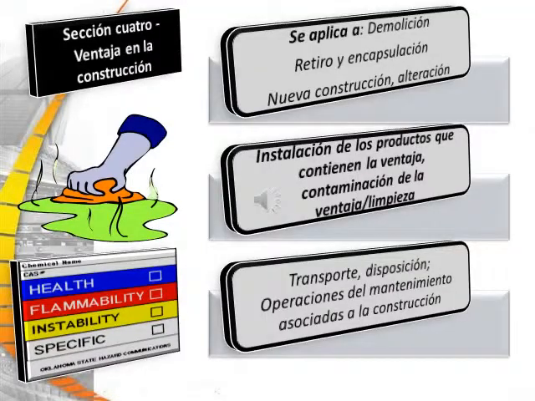Section 4, lead in construction. Lead in construction will be found in demolition, removal, and encapsulation, new construction and alteration, installation of products containing lead, lead contamination and cleanup, transportation, disposal, and maintenance operations associated with construction.